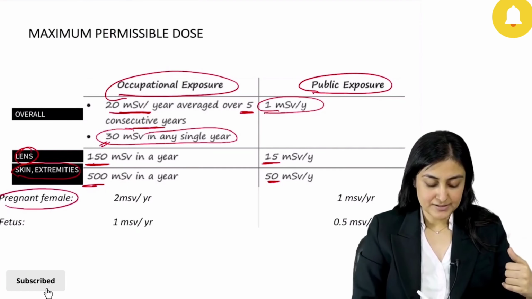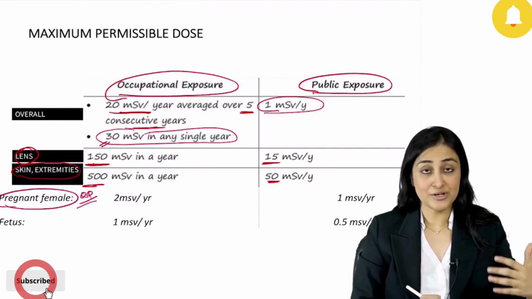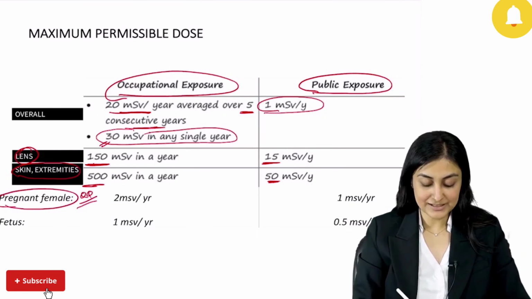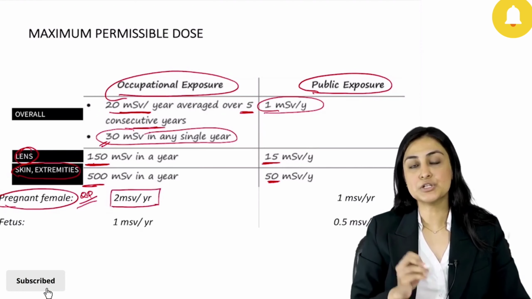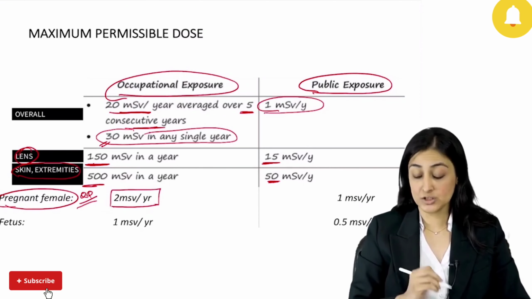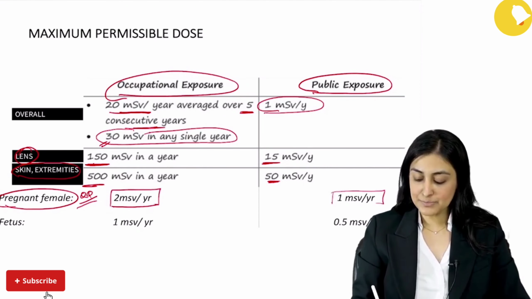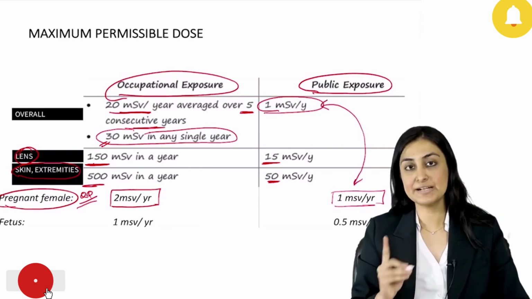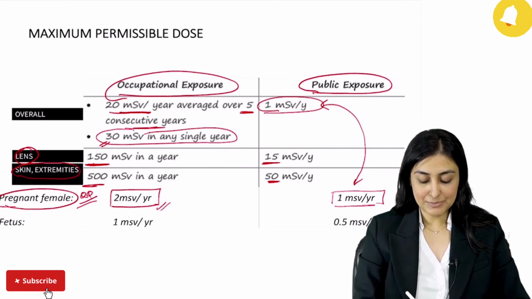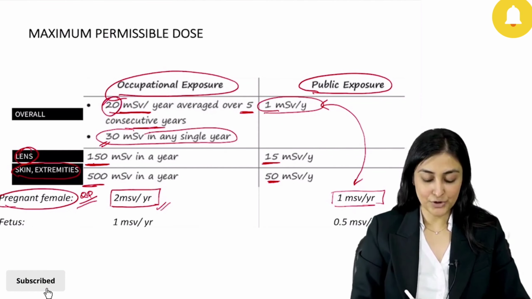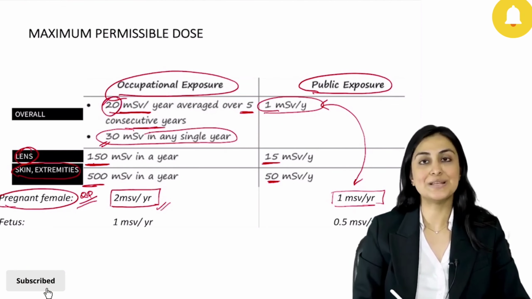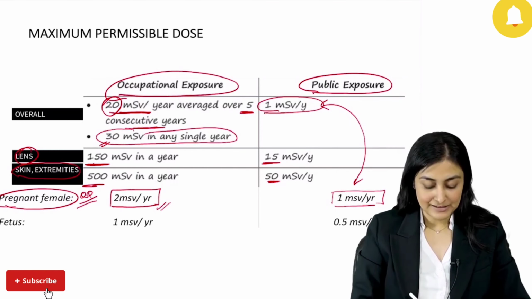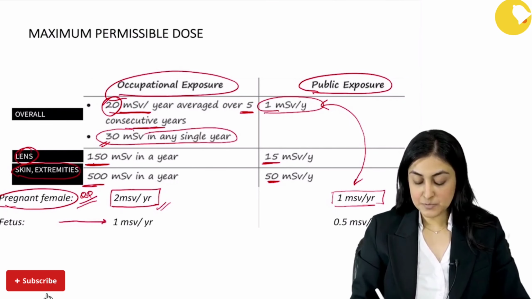Then when we talk about pregnancy, this is where you get a bunch of your questions from, wherein in pregnant occupational female, remember, it is 2 millisievert per year for a pregnant occupational worker. But when you talk about a general pregnant female, it's the same as general public, alright? So nothing different. But in a pregnant occupational female, it is 1/10 of your normal occupational worker, which is 2 millisieverts per year. And the fetus will get 1 millisievert per year here.